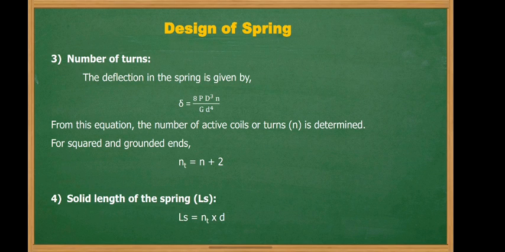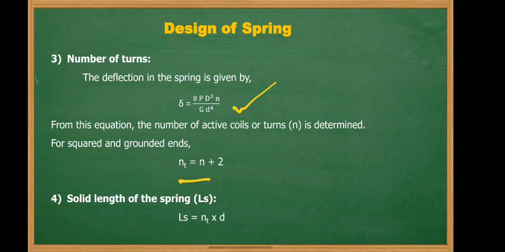Third step is the number of turns. Generally the number of turns is calculated by using the equation of deflection, that is delta is equal to 8PD cube N upon G d raised to 4. If the type of ends is not mentioned in the problem, then consider square and ground ends for the spring, and for that the total number of turns will be N plus 2.